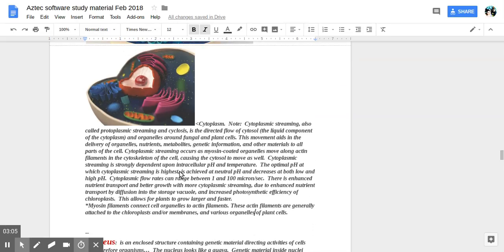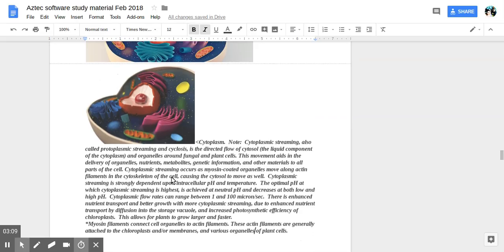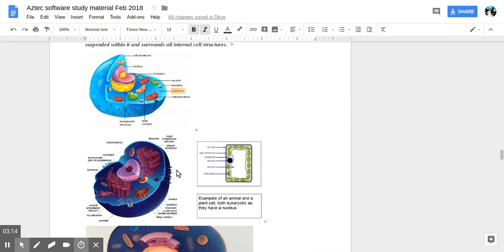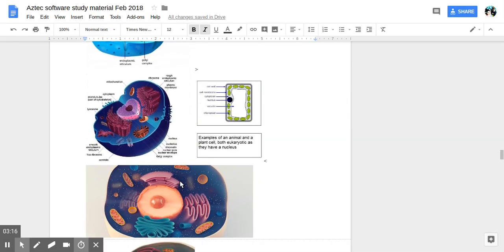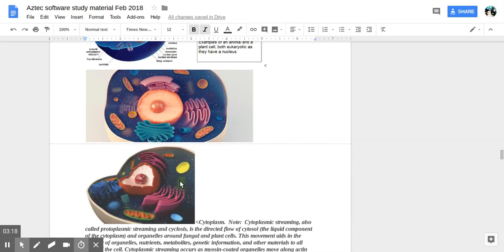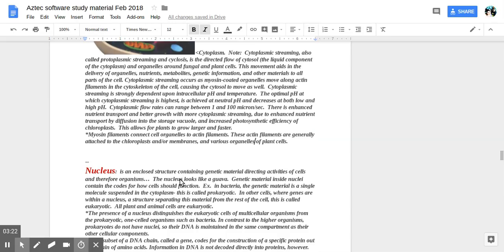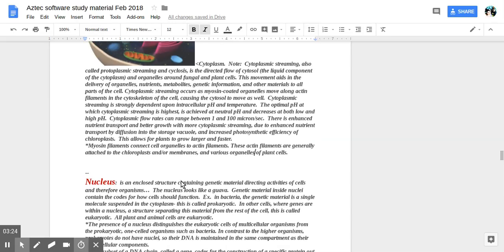Ruben's going to help us read. Say hello. Hello. So next we're going to learn about the nucleus, which is the largest, most prominent part of the cell. So go ahead.